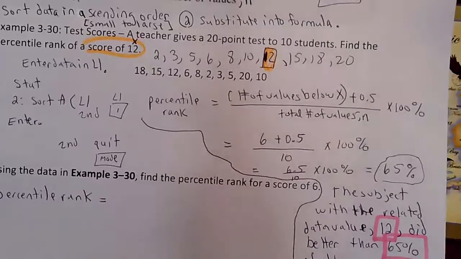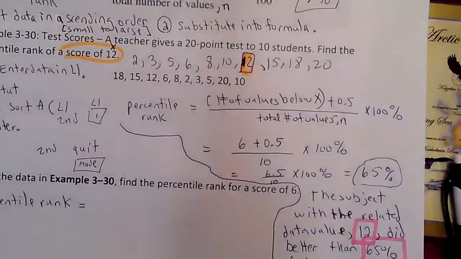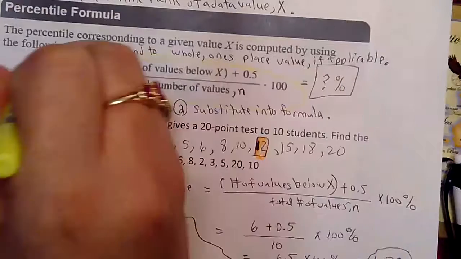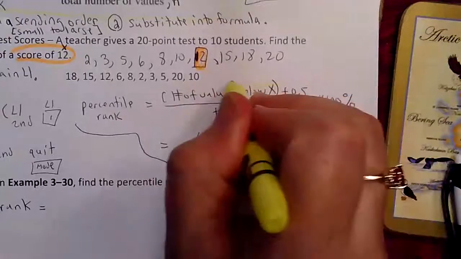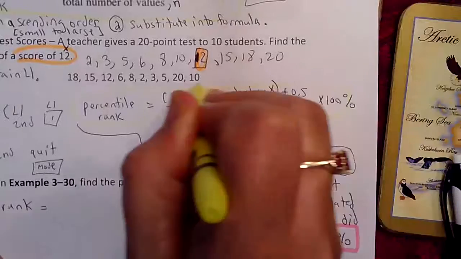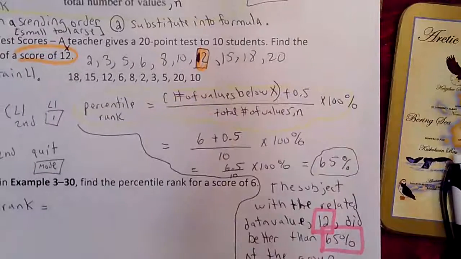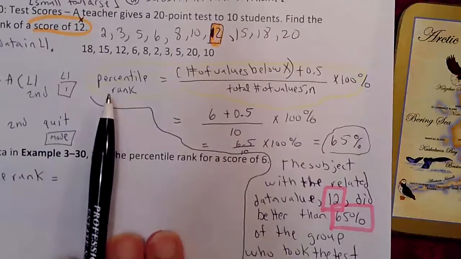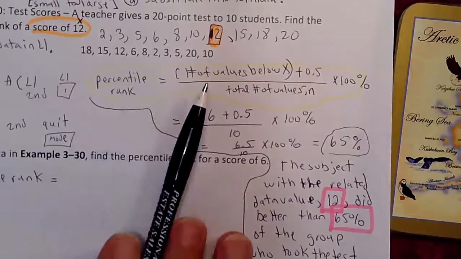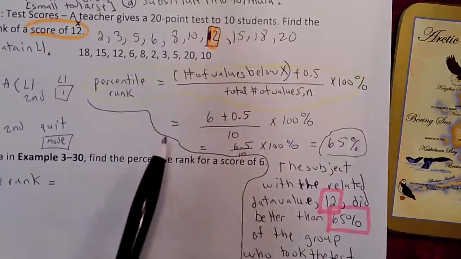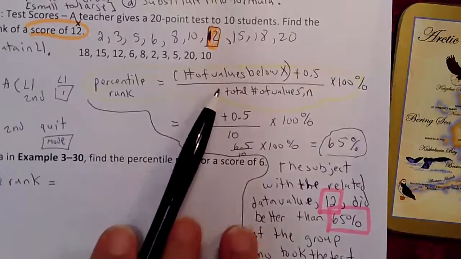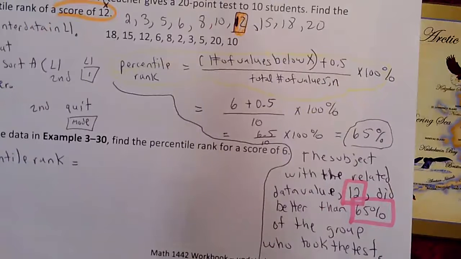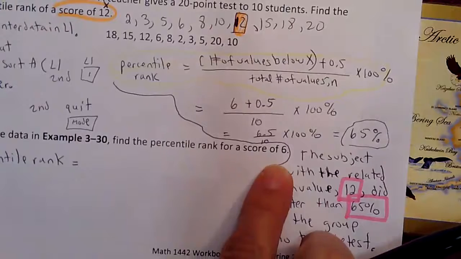Percentile rank equals, okay. Since we just wrote the formula, and I just wrote it down here again, I don't feel we need to write it again here. On the test, your teacher wants the symbol, the formula, the substitutions. But after you've written the formula, there's no need to write it again. So it's the number of values below x. So you want a score of 6.